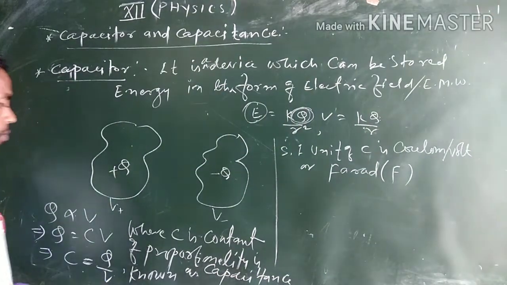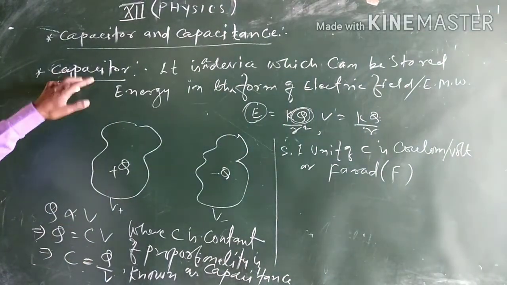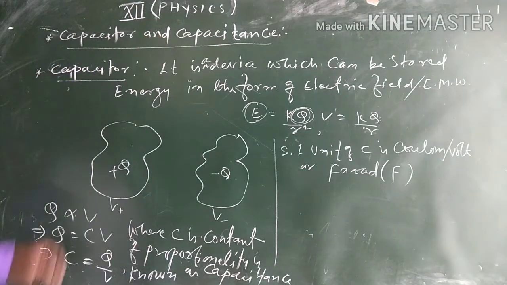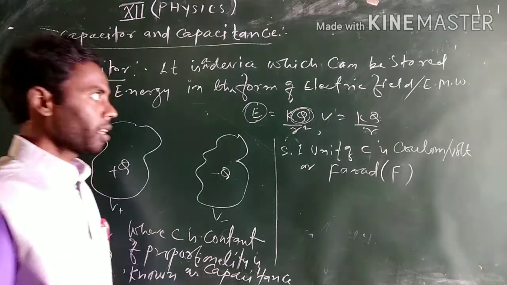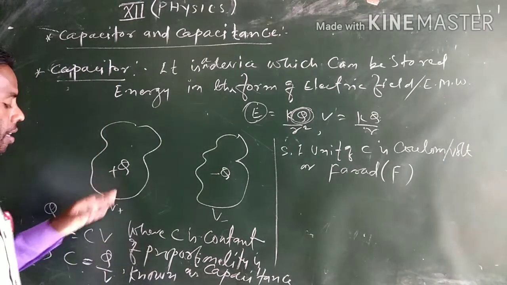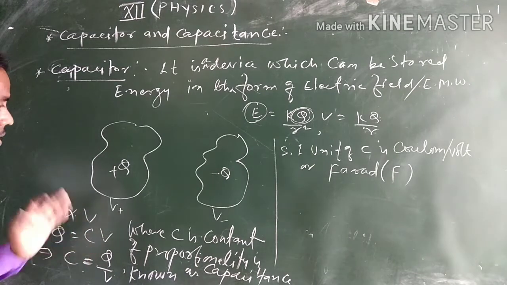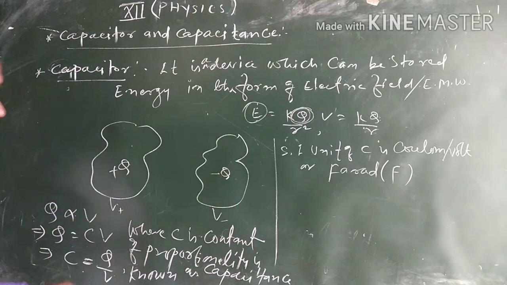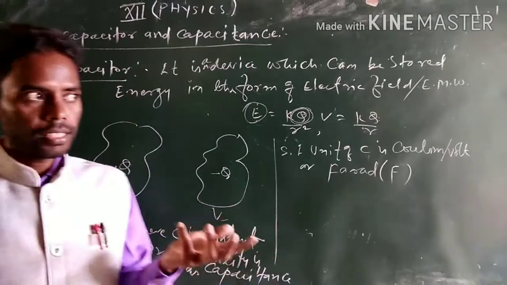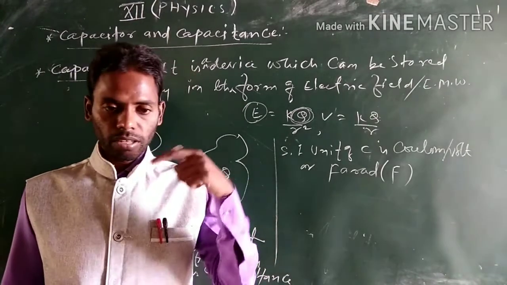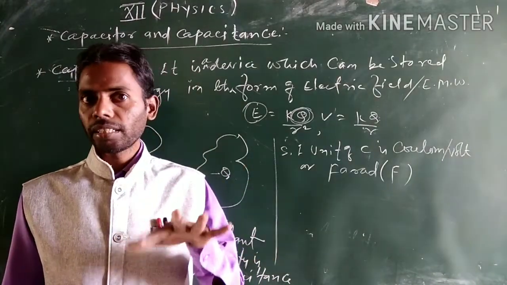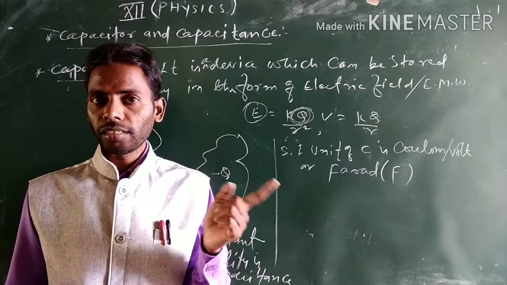That means we have learned about the capacitor and capacitance, right? Capacitor is a device, right? It stores energy in the form of electric field, okay? And capacity, that means it is the constant of proportionality between these. It does not depend on the voltage or the charges. Capacity is not dependent on the voltage and charges.